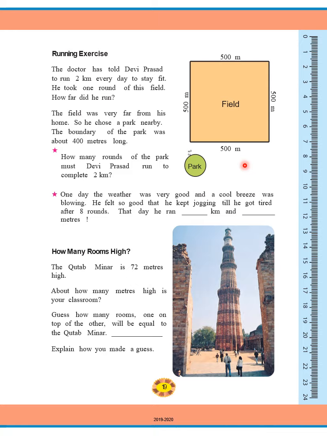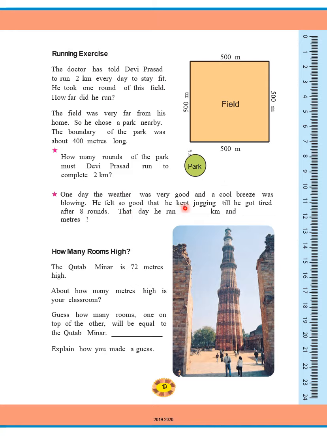So Devi Prasad needs to run 2 kilometers daily. This means, if we change it into meters, he has to run 2000 meters. So for the total rounds to cover 2000 meters, we will divide 2000 by 400 meters, and that is equal to 5 rounds. Or we can add 400 plus 400 plus 400 plus 400 plus 400, 5 times, and it will equal 2000 meters, or 2 kilometers. So he will make a total of 5 rounds to complete 2 kilometers.